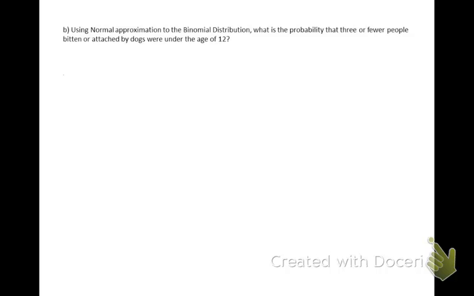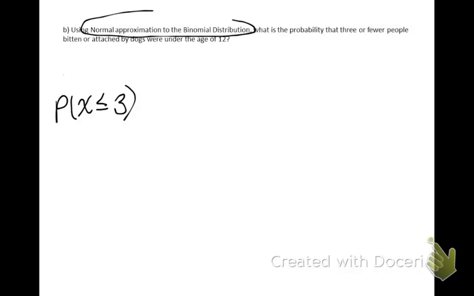Let's rework this problem. What is the probability that 3 or fewer people bitten or attacked by dogs who are under the age of 12? But this time when we do it, let's use normal approximation to the binomial distribution. On the exam, you'll need to keep your eye open for this wording. If you work this out with the binomial distribution, when I told you to use normal approximation, you will not receive credit.